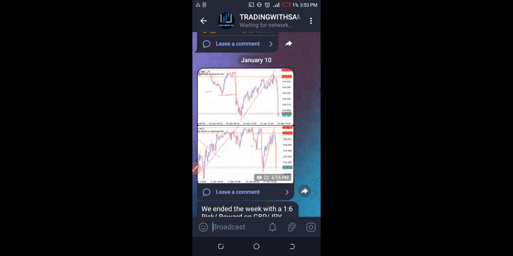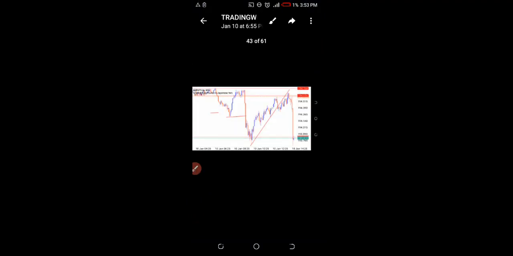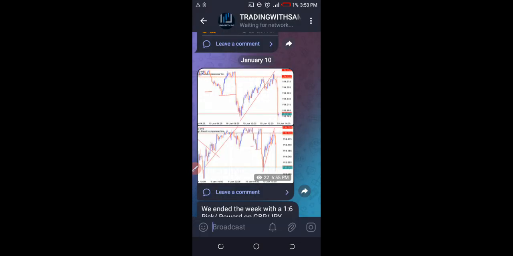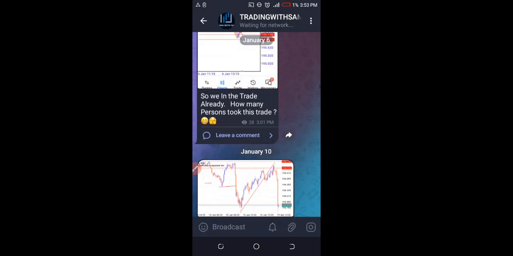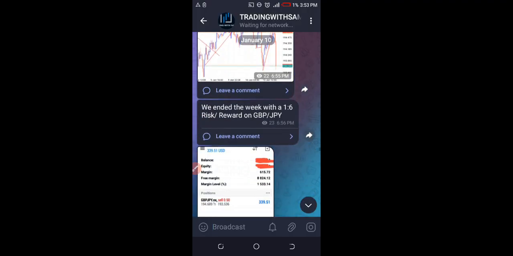Now, this was one of my favorite trades. If I'm to say one of my favorite trades this year, it is this JPY. This was the best trade I've taken so far. Okay, so far I've seen other trades, but I just love this one because the market was actually giving me exactly what I really wanted.